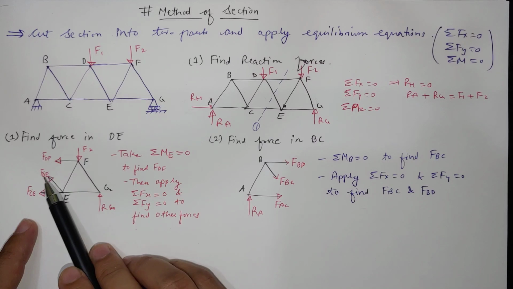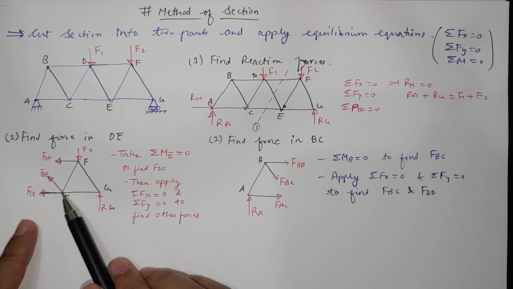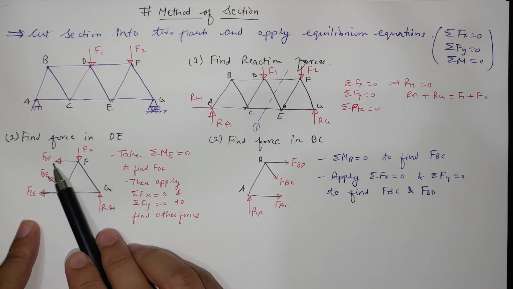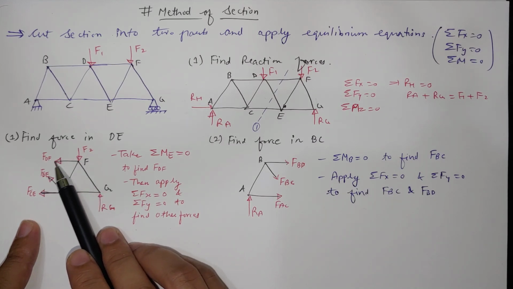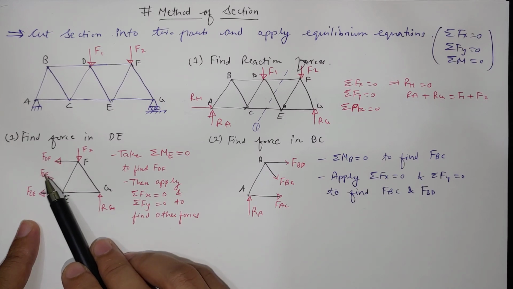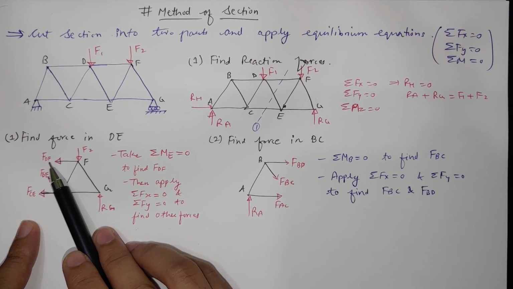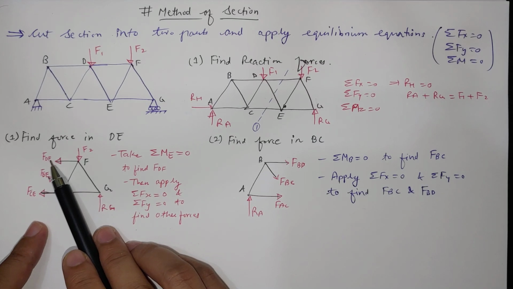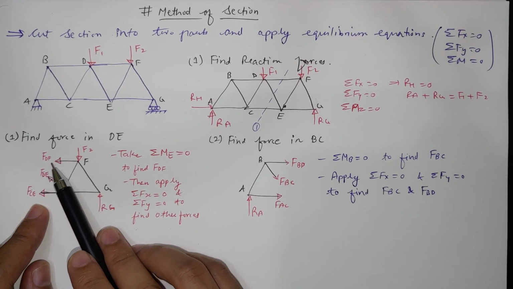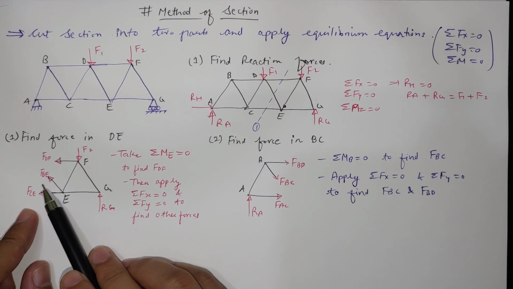Now these three forces are assumed to be tensile because they act away from the joint, so they are pulling the joint. That's why the member will be in tensile load. If a force comes out to be negative, then it is compressive. But here we first assume these are tensile, and we solve it. So these are the three variables added.